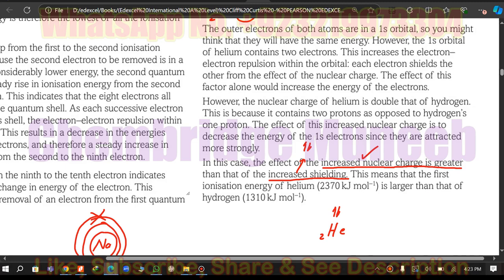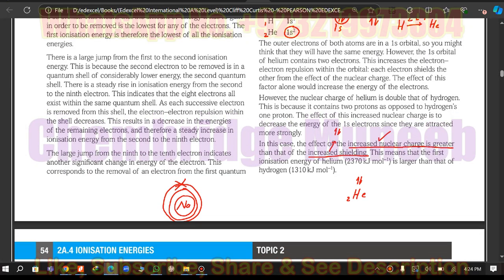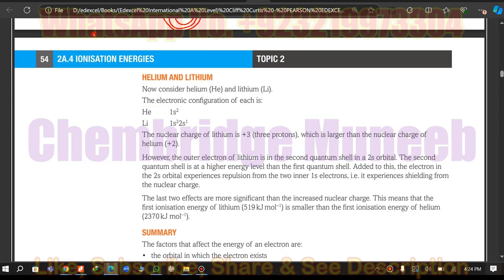So what do they do with the electrons? They have a stronger pull on the electrons. Exactly, they have a stronger pull on the electrons. So as a result, it becomes difficult to remove the electron, and higher energy is required to remove the electron. Right? Okay.